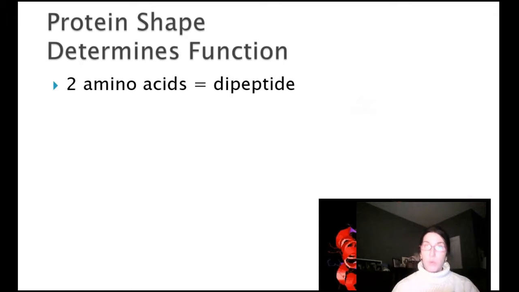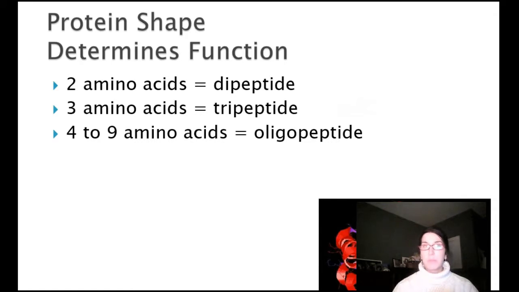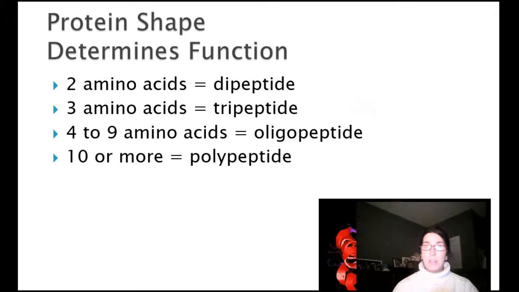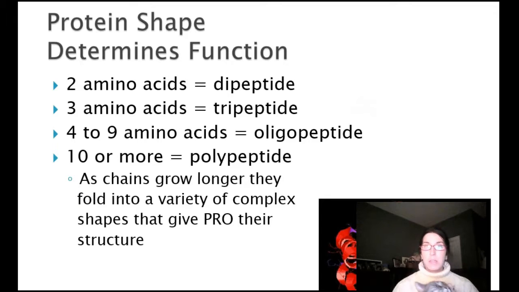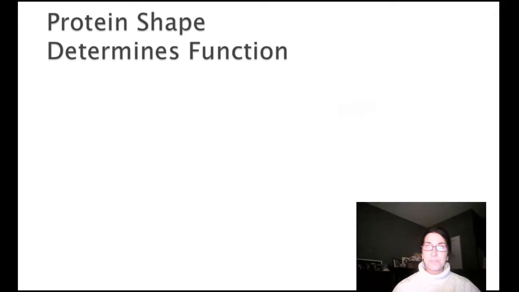It's quite straightforward that if you have 2 amino acids, you have a dipeptide, 3, of course, a tripeptide. 4 to 9 gets a little more complicated or difficult to remember. It would be an oligopeptide, and then 10 or more is a polypeptide. It's somewhat similar to how we classify carbohydrates or lipids. As the chains grow longer, there are more amino acids hooked together, and they're more complex. And that leads to different types of shapes or structures.